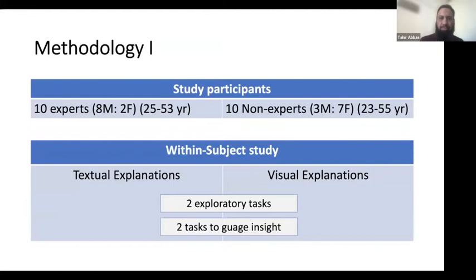In the first study, they actually hired participants with different expertise. So 10 experts, 10 non-experts, excuse me. And then you can see the demographics on the screen. And it was a within subject study. That means that both groups of participants interacted with the textual and visual explanation one after another in a random fashion. And there were 2 exploratory tasks and 2 tasks to gauge the insight.